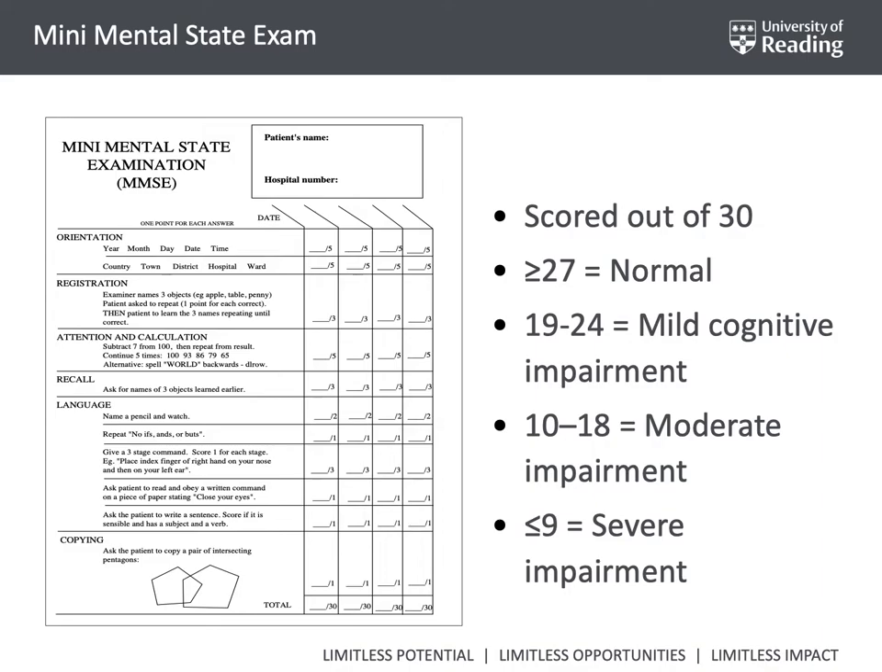I don't know, some of you might have heard of or be familiar with this MMSE, the Mini Mental State Exam. It's a little questionnaire, and it's scored out of 30. Again, it touches on several of the domains we mentioned, in terms of orientation, registration, language, etc. And then you can see there's a scale that puts you into a clinical category depending on the outcome of that score. But as with everything, it's not perfect.